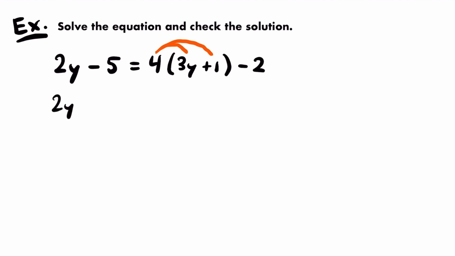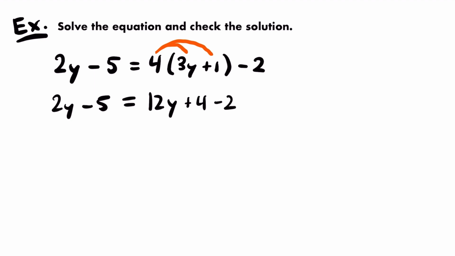We'll have 2y minus 5 is equal to 4 times 3y. You can multiply 4 by 3, and that will give you 12, but then don't forget to keep that same variable part of y. So you get 12y, and then 4 times 1 is 4. So we have plus 4, and then don't forget about this minus 2 on the end. So we'll have minus 2. Okay, and so now we have eliminated all the parentheses from our equation.